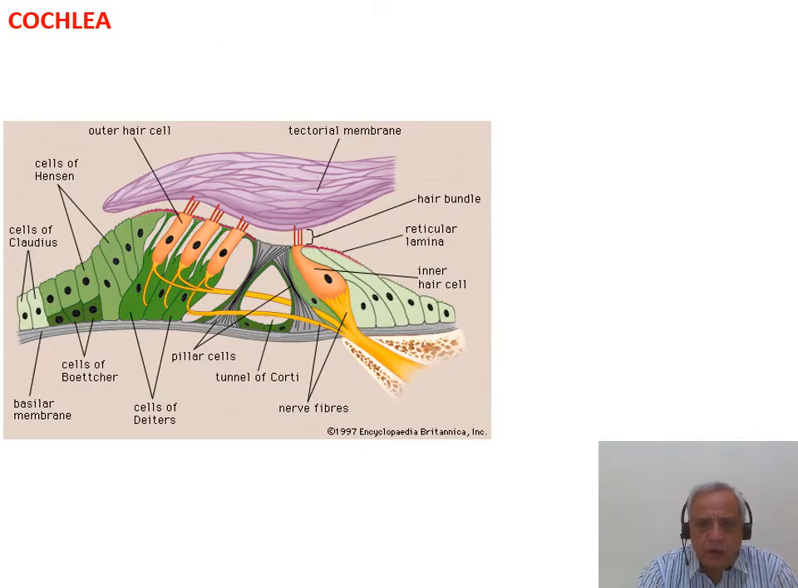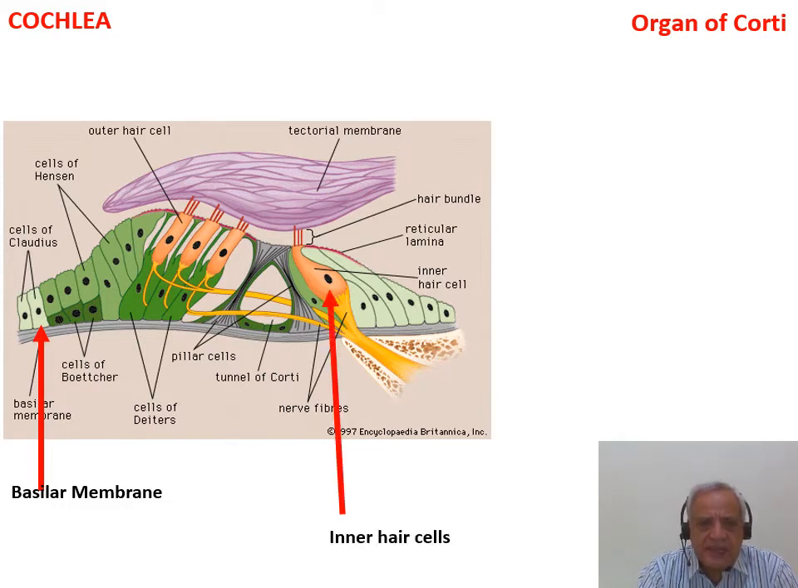If we have a close-up view of the organ of Corti, we will see that the main structure is the basilar membrane. The basilar membrane is the membrane which separates the scala media up from the scala tympani down. And on this scala media, there will be the inner hair cells, which are responsible for hearing, and the outer hair cells, which have another role in hearing.